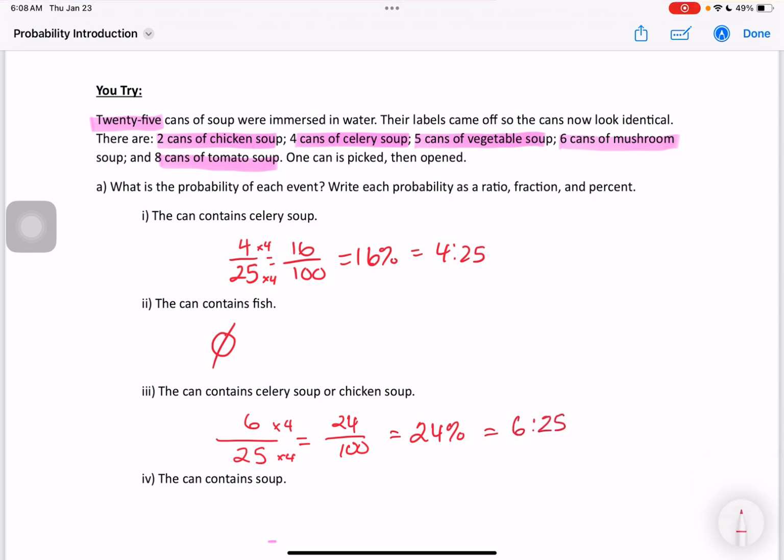Perfect. Okay, so then the last question, I forgot to pause about the fish one, but that's okay. The last question, the can contains soup. So pause here and take a moment to write down what you think. So all the cans contain soup, so it would be, fraction 25 over 25, which would equal 1, which equals 100%, and we could also write that as 25 to 25 if we wanted to, or 1 to 1.